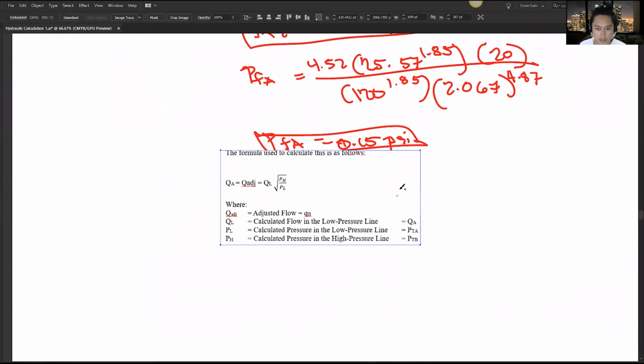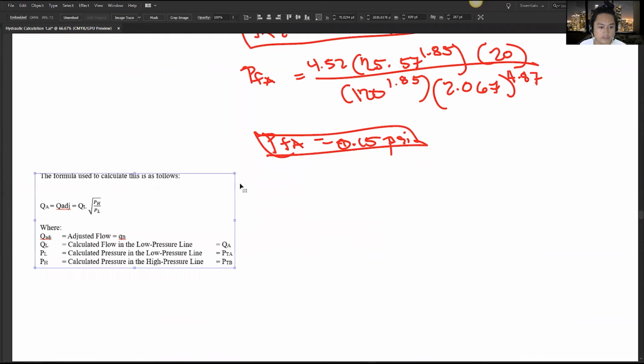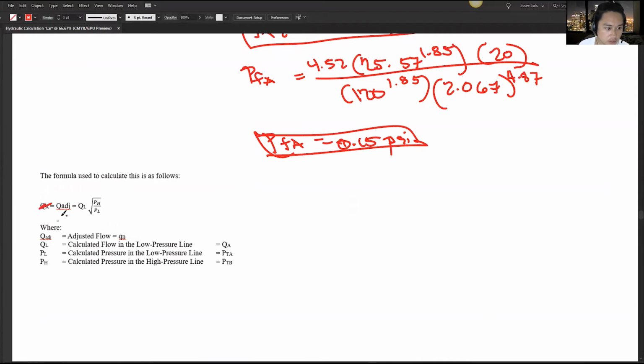I'll just put that on the left side, and we'll define this here. So the formula is this. This is for flow adjustments. Q adjustment is equal to QL times the square root of pH over QL, where Q adjustment is the adjusted flow. That's QB, the small letter QB. QL is the flow in the low pressure line.